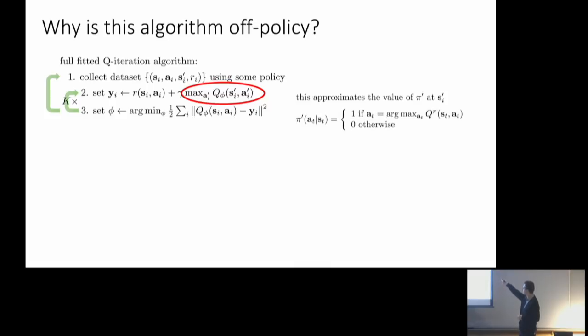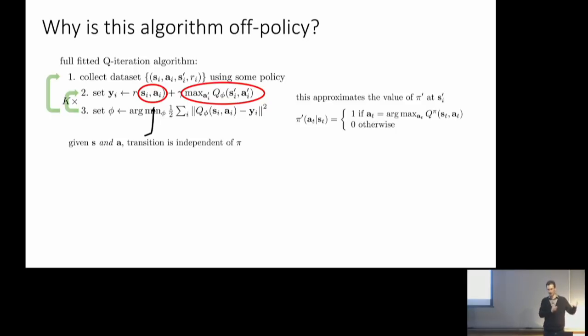So this approximates the value of your policy pi prime. The transition is independent of pi given S and A, so you have both S and A, which means that this transition doesn't depend on the particular pi you're using. It's going to transition to the same state no matter what, or the same distribution of states. So neither this step nor this part actually assumes that the data came from any particular policy, which means it's all fine to use off-policy transitions, provided that they have overlapping support.